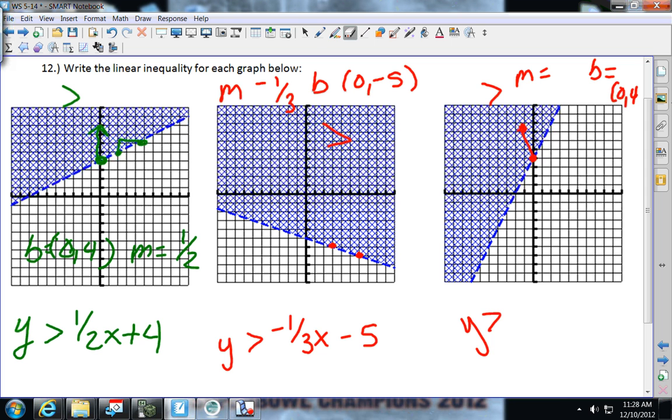Now my slope. I see that my line is increasing. It's going up. If I go up 1 and to the right 1, that's not on the line. Up 2 to the right 1, and that works. Let's see if it works again. Up 2 to the right 1. Yes, so that's up 2 to the right 1, which is 2. So I have 2x plus 4. That should be my inequality.